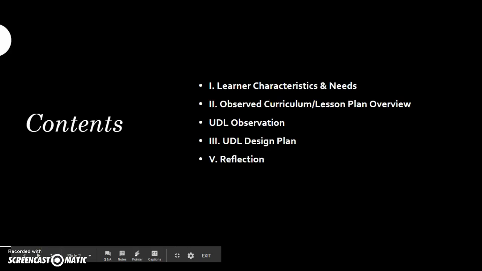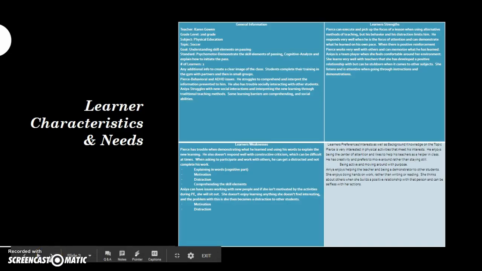So here's the table of contents: some of the learner characteristic needs, as well as what I observed in the lesson, some UDL observations that I observed, as well as the UDL design plan that I would influence, and at the same time a reflection of my experience here. Okay, so getting started.